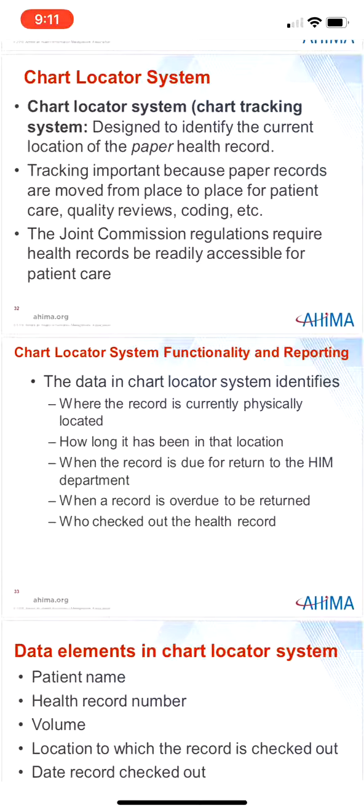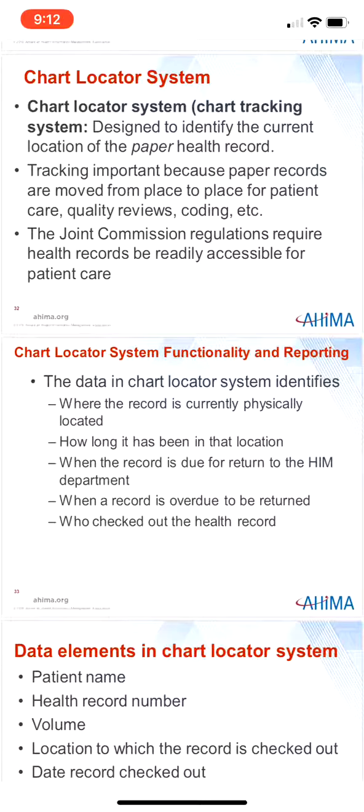The purpose of the chart locator is to provide the ability to track the location of the health record from one location to another. All of the functions of this information system support this objective. The chart locator is valuable to both HIM department staff and management. The data in the chart locator system identify where the record is currently physically located, how long it has been in that location, when the record is due to return to the HIM department, when a record is overdue to be returned, and who checked out the health record. These data are used to generate a list of records checked out to a location for auditing to ensure that the data in the chart locator system is accurate.